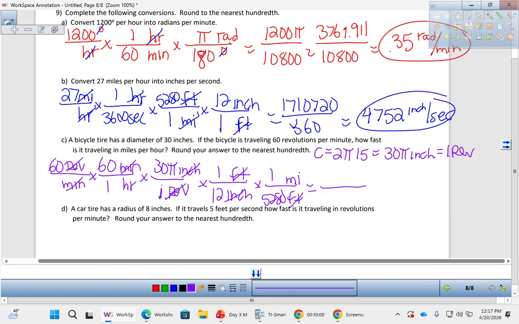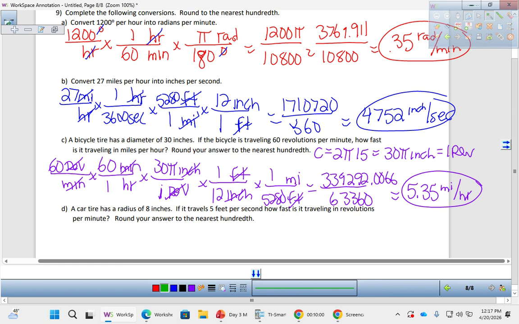So now I'm going to start my multiplication. So top numbers, 60 times 60 times 30 times pi. It's going to give me this big number. And on the bottom, 12 times 5,280. And now I'm doing top number divided by bottom number. And that's going to give me my miles per hour.